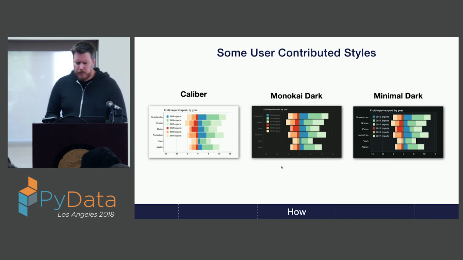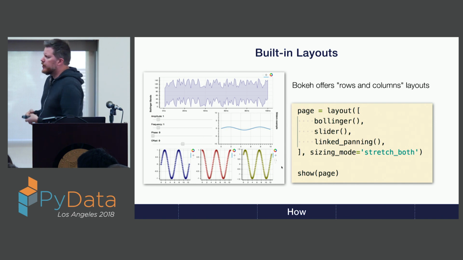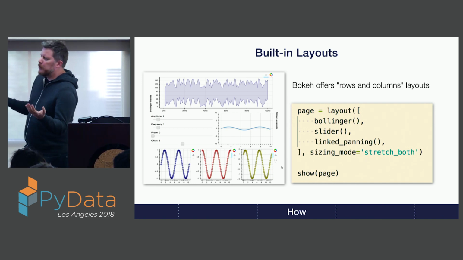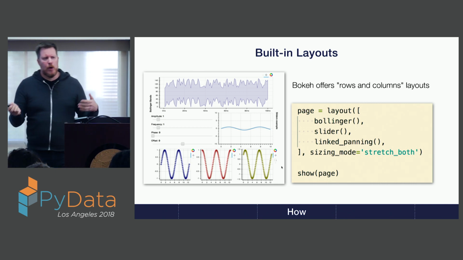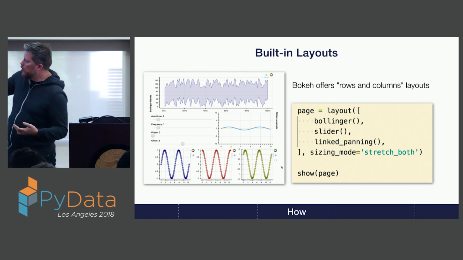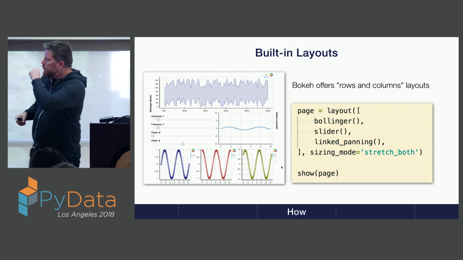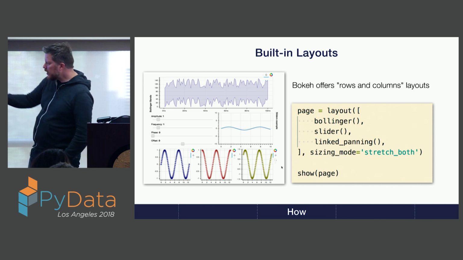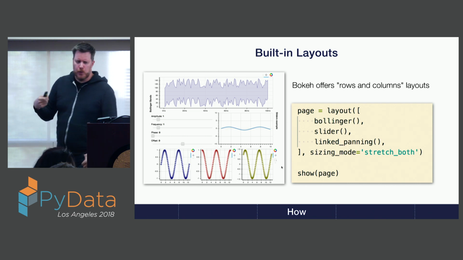OK, styles. Another thing Bokeh can do is let you lay out different objects on the screen, right? So Bokeh has a built-in layout capability that's basically based on rows and columns. So here I'm using the layout function. I can give it a list which lists rows of things, and each row lists several objects, several columns. And so here you can see a dashboard type layout.